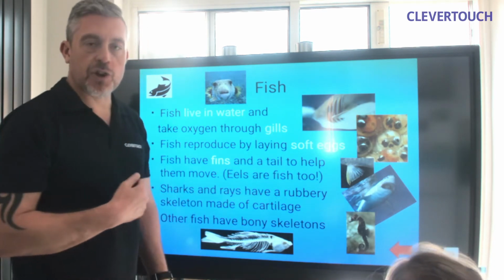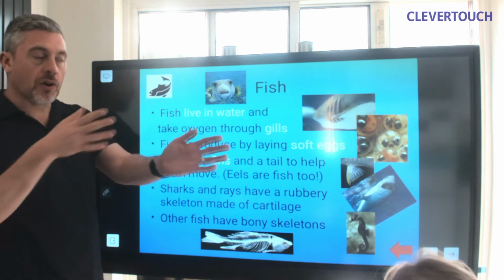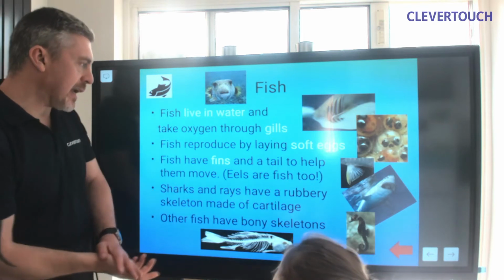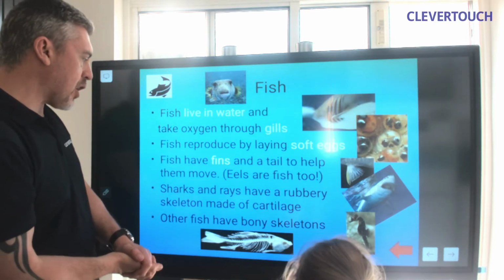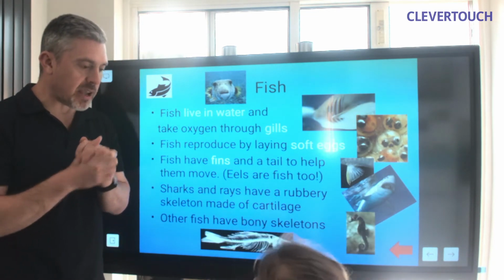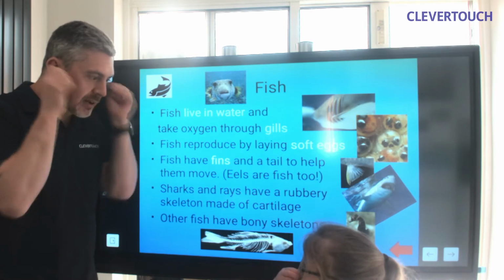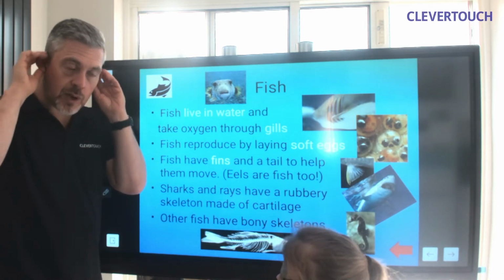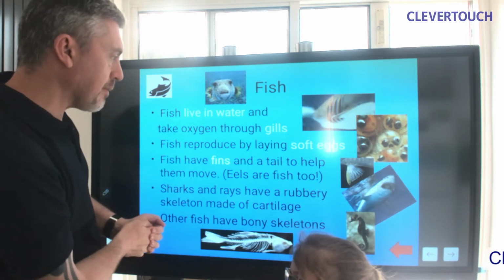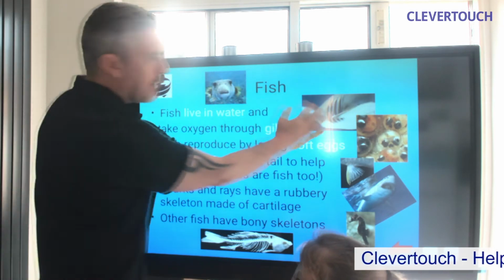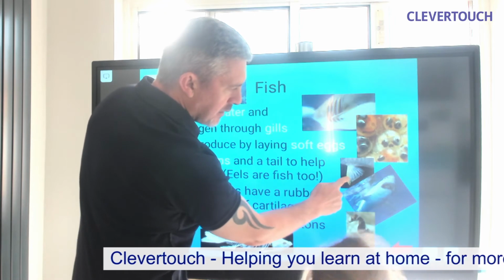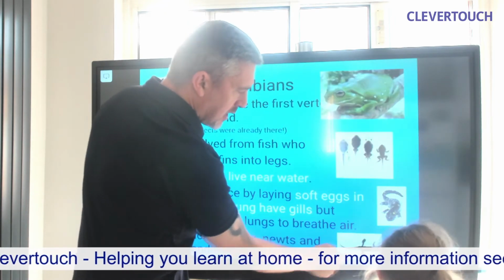Eels are a fish too, for example. They are kind of like one long tail, aren't they? But they do have fins, some eels. Sharks and rays have a rubbery skeleton made of cartilage. Now, we have part of our skeleton that's made of cartilage, rubbery, our nose and our ears. So we have some of the material that sharks have for all of their bones in our bodies. Here are lots of different types of fish. Here's a picture of some gills and their soft eggs and fins. And a shark, and look, a seahorse.